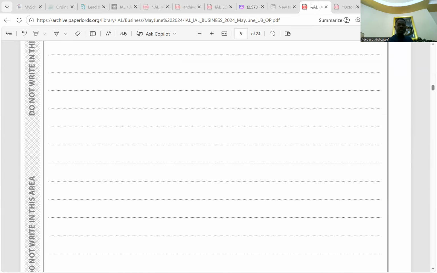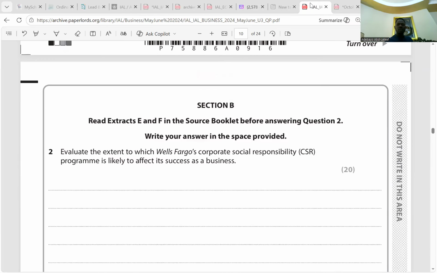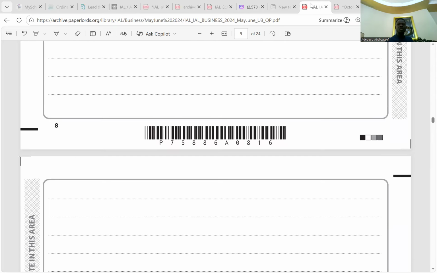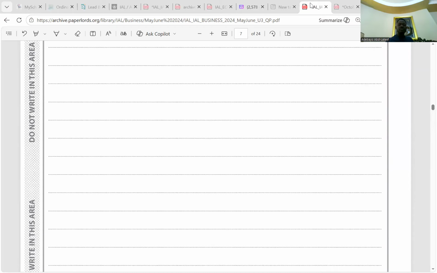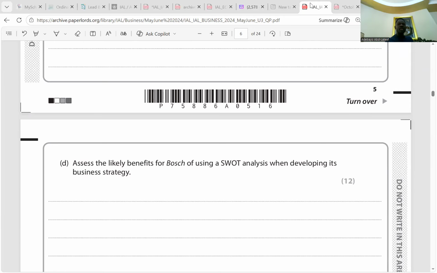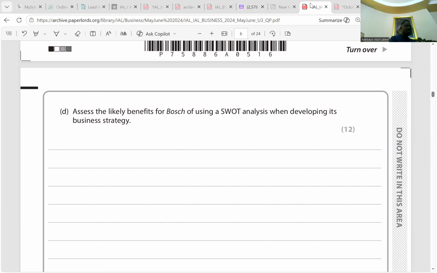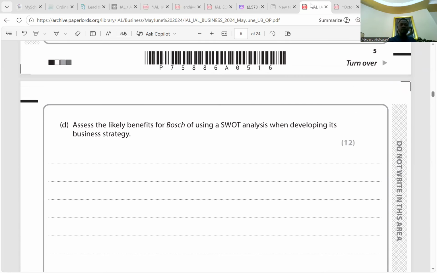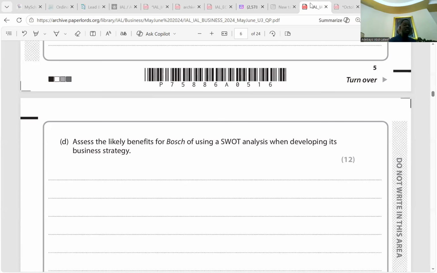Are you there? For question 1D, they said, yeah, for question 1, it's about SWOT analysis. They said, let me read the question here. They said, assess the likely benefit for Bosch using SWOT analysis when developing its business strategy. SWOT analysis involves the use of internal strengths and weaknesses of the business, the external opportunities and the threats that a firm could face. That is what SWOT analysis is. The strengths, the weakness, the opportunity, and the threat.